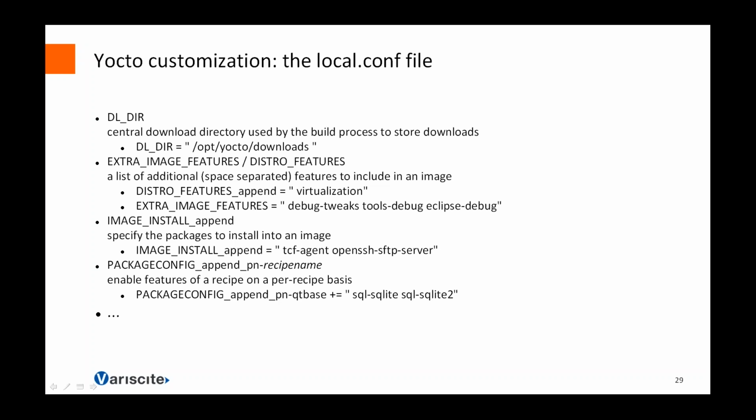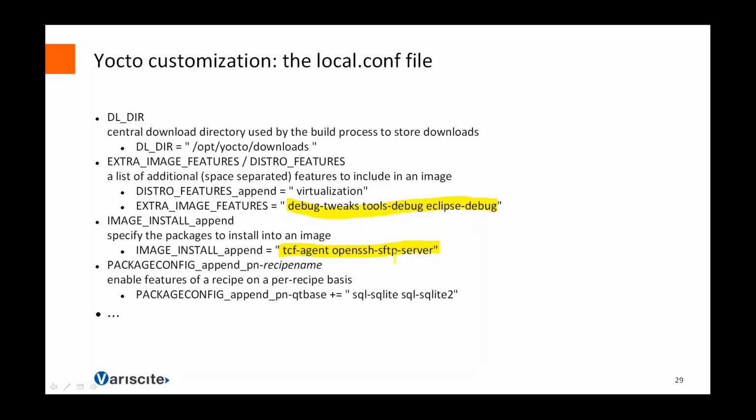For example, in our wiki, you will find that to add virtualization support, you need to add something like DISTRO_FEATURES append virtualization. And for example, if you want to add debug support, you can copy this from the wiki and have support also for Eclipse rather than Qt Creator and whatever.